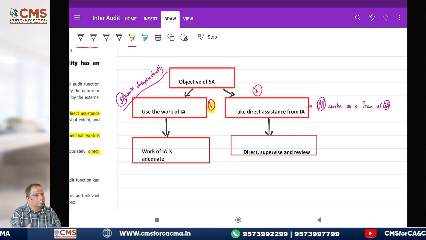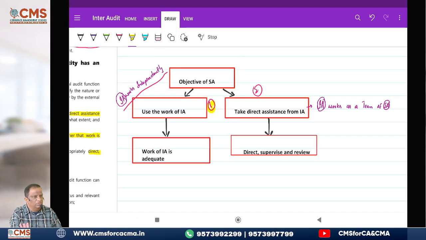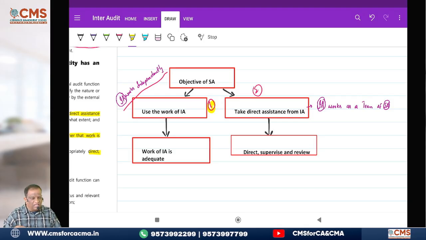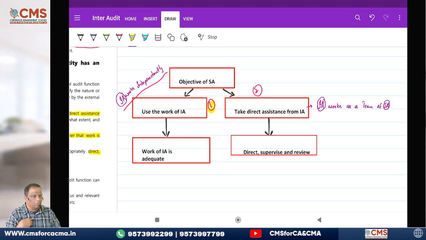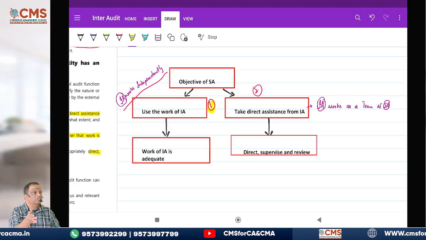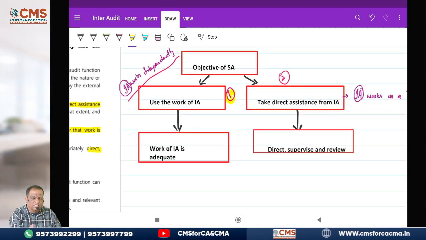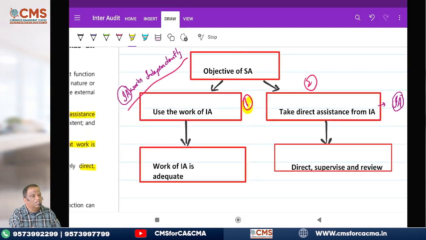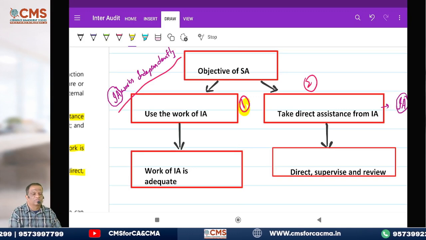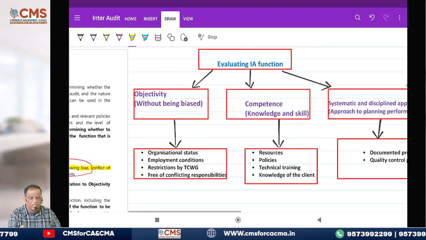If it is direct assistance, the second one first, the internal auditor is not deciding what to do. It is the stat auditor who is deciding what to do. So I have to direct, supervise and all that. That is my objective, to get the work from you. I have to direct what you have to do, supervise what you have done, and review the work you did after that. And in the first case, if the internal auditor is independent, then my objective is to see, before I rely, whether the work that you did is adequate for me.